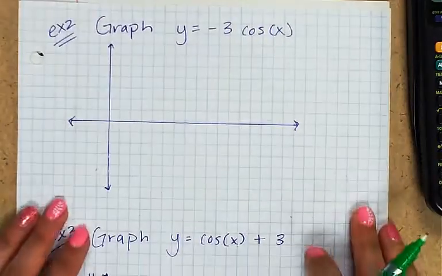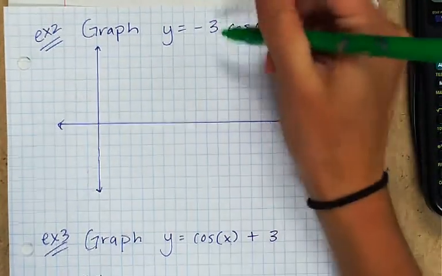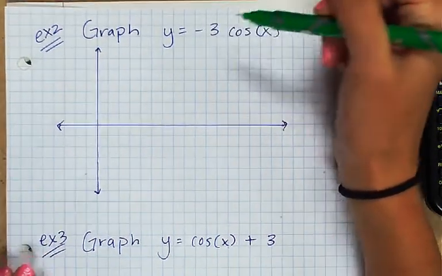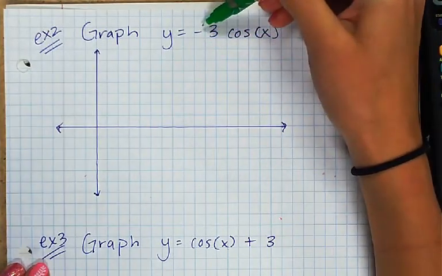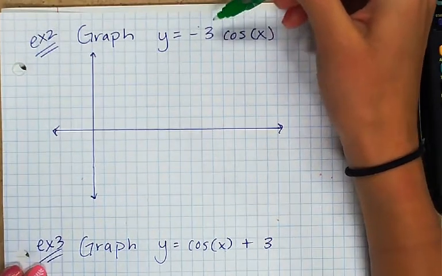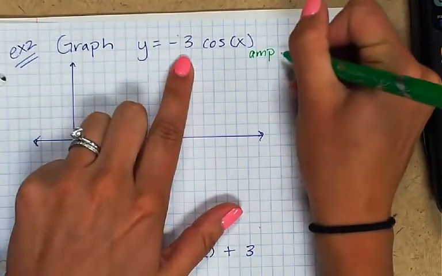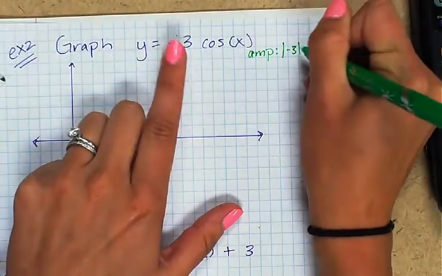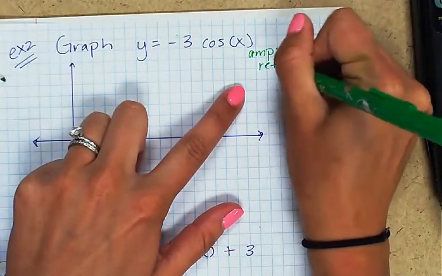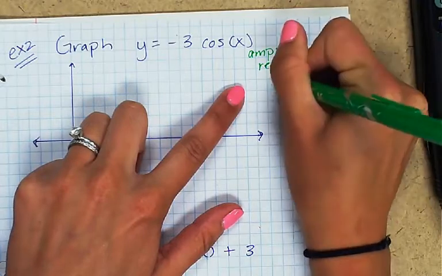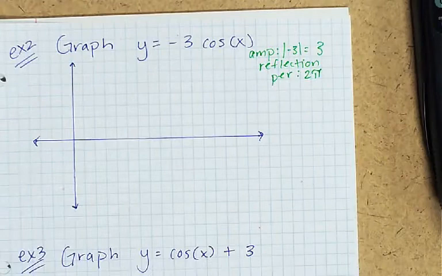Okay, so now let's look at cosine. This one has two things going on. This is -3 in the front, so that means we're going to have a reflection. It's negative, so we have to reflect it over the x-axis, and we also have an amplitude of 3 again. When you find the amplitude, it's always positive, so you take essentially the absolute value of that number. So our amplitude here is going to be 3. There's also a reflection, and our period is still 2 pi. That's not going to change until the next lesson.